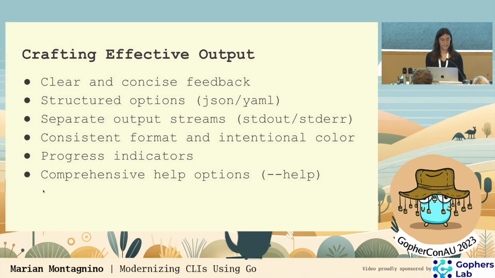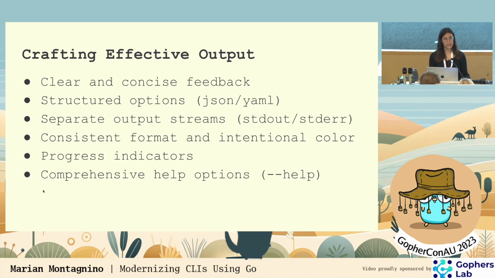So how do we craft effective output? Let's start with some clear and concise feedback. The user should be able to understand the response and the action to take next. Any errors should be rewritten for human consumption. And then the structured options. As mentioned earlier, you want to have output that changes based on who's receiving it. And I'll give an example of that and how to do that in the following slide.